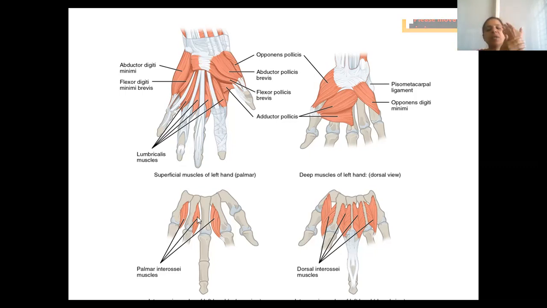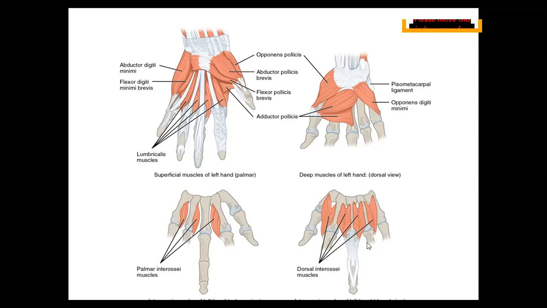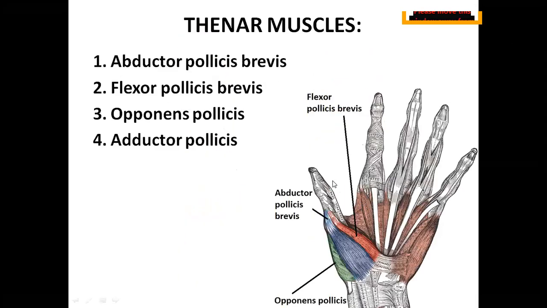This is the dorsum of the hand. Once you remove the skin of the dorsum of the hand, you see between the metacarpal bones again, from the dorsum of the hand, the other set of muscles, the dorsal interossei. So how many dorsal interossei are shown here? 4 in number. Now, let us discuss all these muscles in detail.